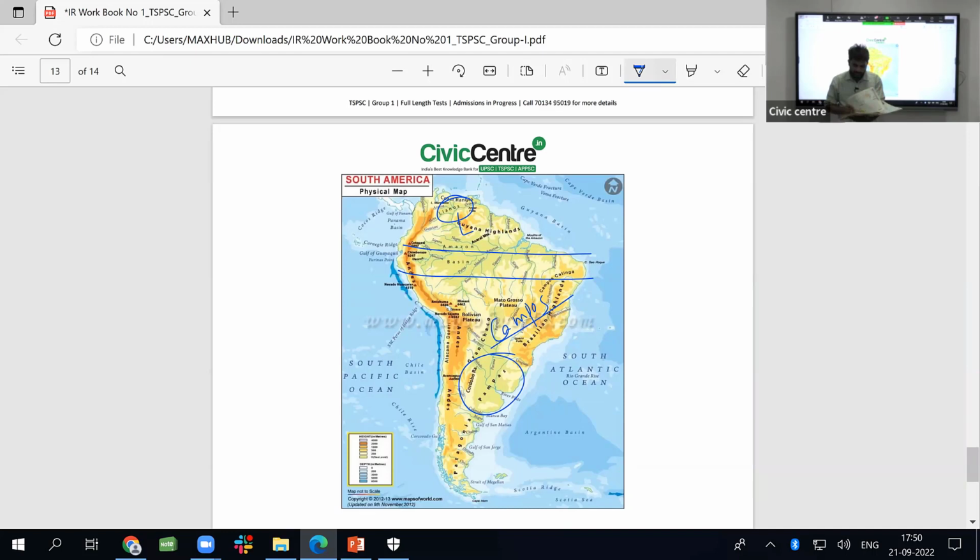I think I forgot Oceania in the map. Look at the Oceania map. Your Australia is known as the Oceania continent. It includes Australia, New Zealand, Papua New Guinea.